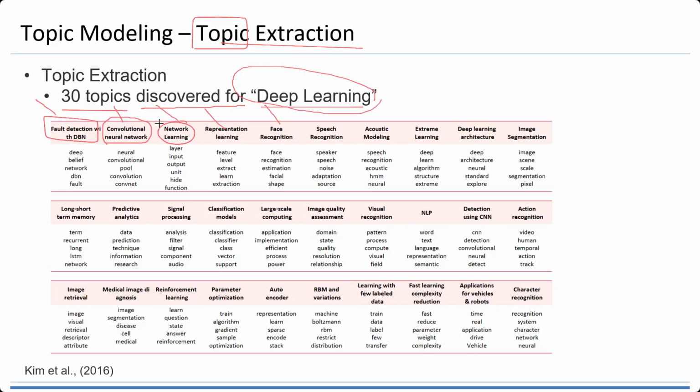So this is the topic, and we can see what the terms in this topic are. For example, here the terms are layer, input, output, unit, height, and function. Let's say this is another topic, deep learning architecture. The terms or words that appear in this topic are deep, architecture, neural, standard, explore, and so on. So this is one example of topic extraction.